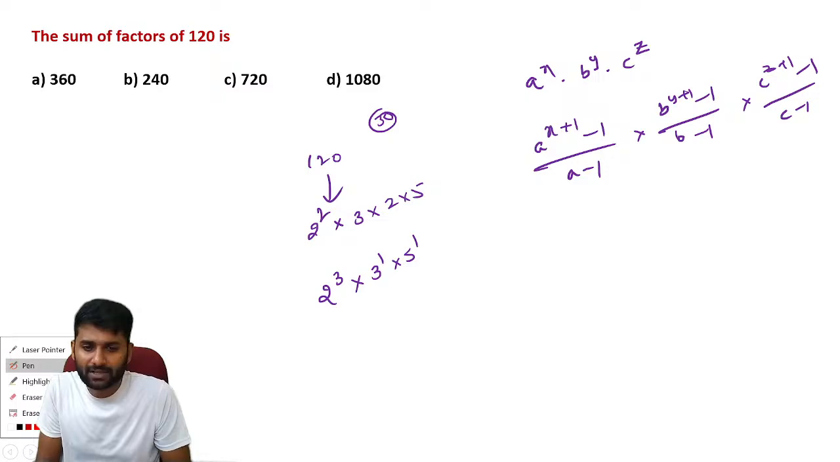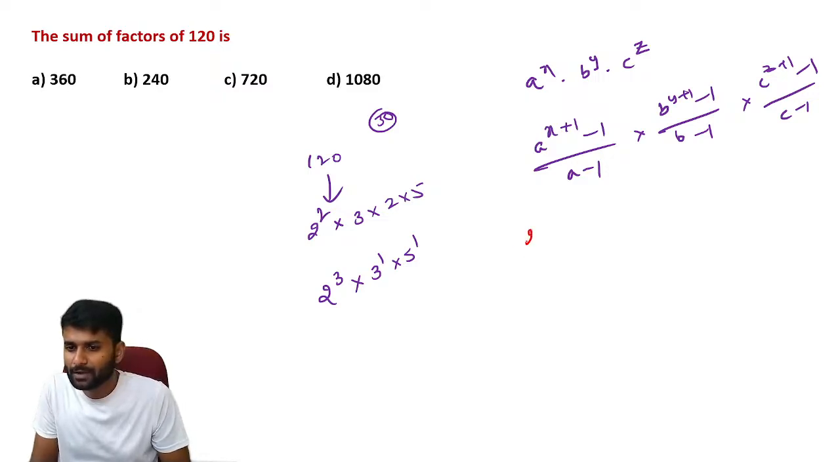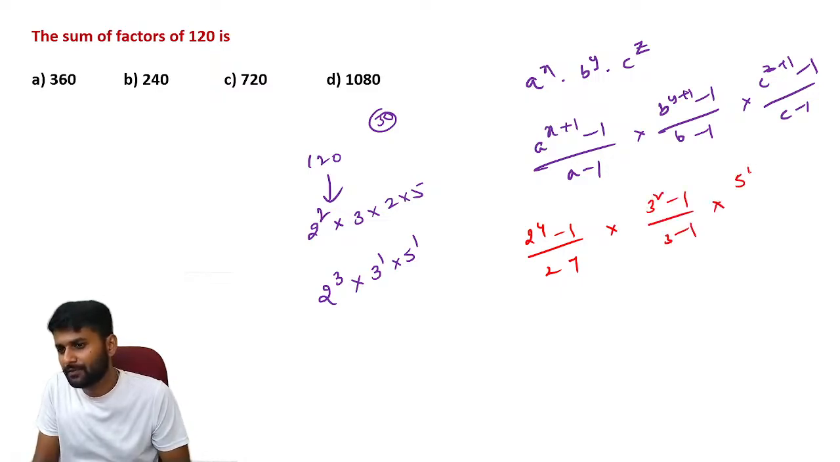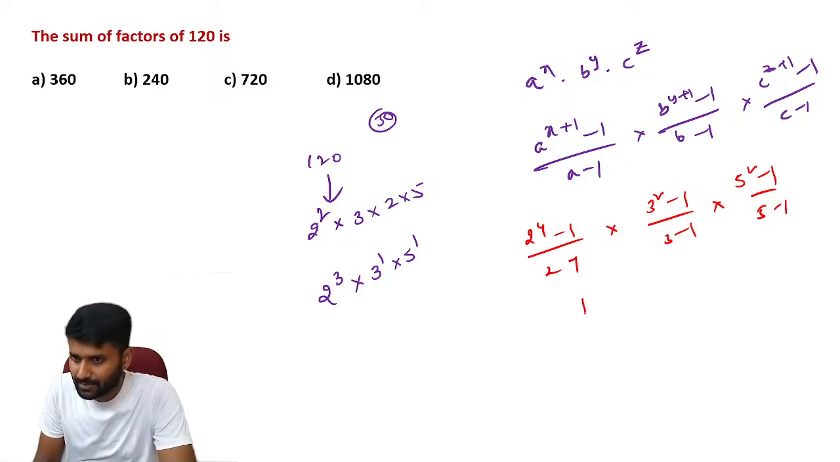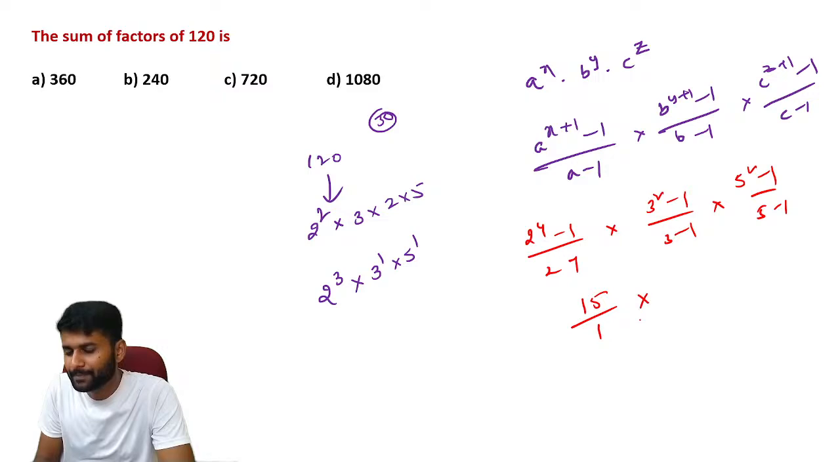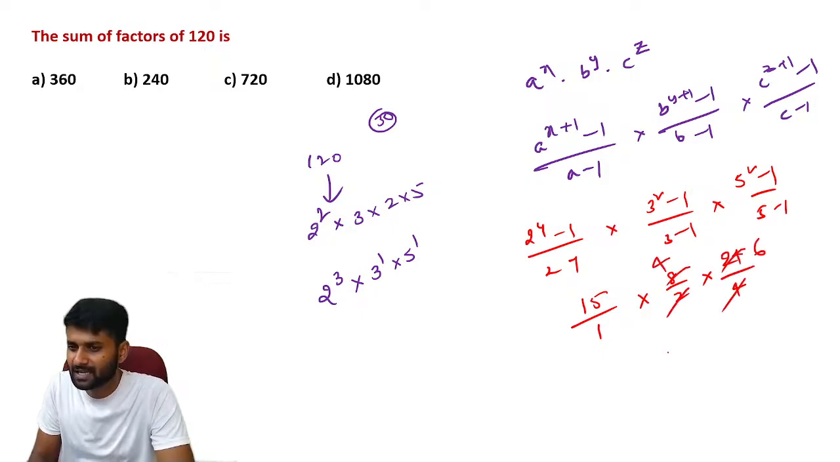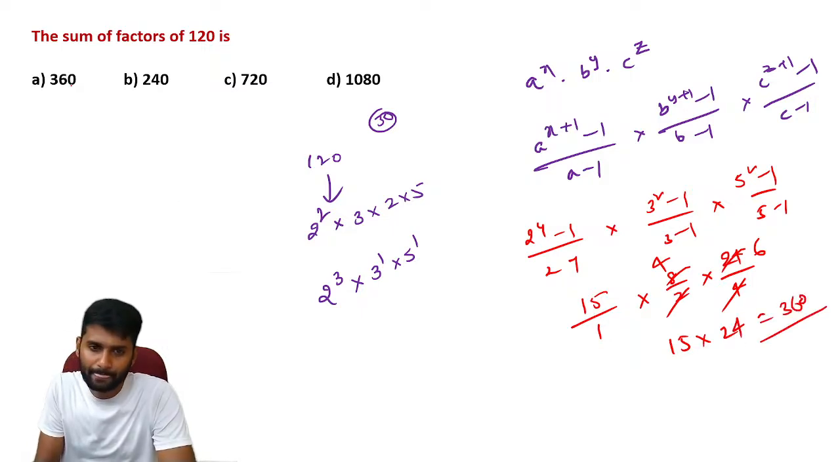If you are interested, you can substitute it in the formula: (2^4 minus 1) by (2 minus 1), (3 square minus 1) by (3 minus 1), and (5 square minus 1) by (5 minus 1). So 2^4 is 16, minus 1 is 15 by 1. 3 square is 9, minus 1 is 8 by 2. 5 square is 25, minus 1 is 24, divided by 4. This is 6 times, this is exactly 4 times. So 15 into 24 is exactly equal to 360.